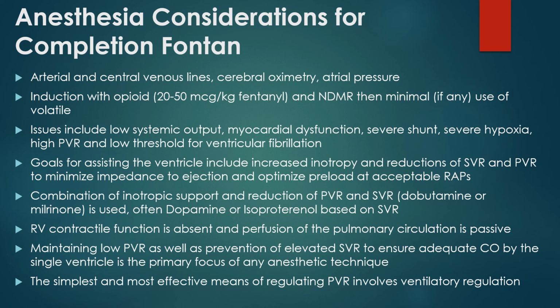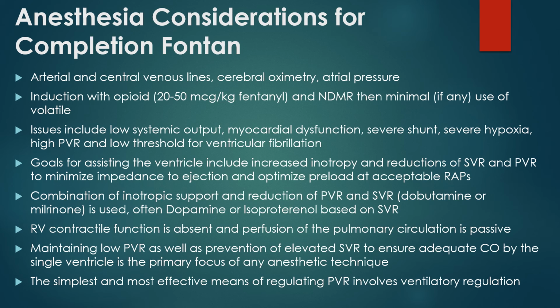So anesthesia considerations for the completion Fontan. Arterial and central venous lines, cerebral oximetry, even atrial pressure is part of the completion of Fontan. Induction with an opioid, 20 to 50 mics per kilo of fentanyl, and non-depolarizing muscle relaxant. Then minimal, if any, use of volatile. Issues involve a low systemic output, myocardial dysfunction, shunt, very, very sick. Lots of issues can arise, including ventricular fibrillation, especially when they spread the chest.